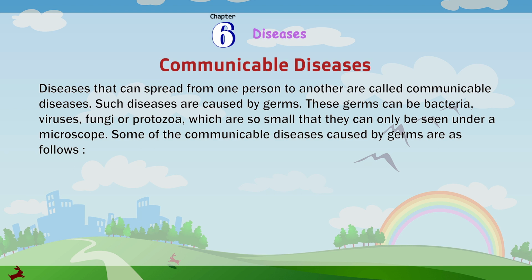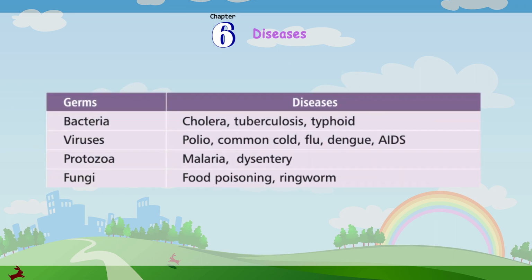Such diseases are caused by germs. These germs can be bacteria, viruses, fungi, or protozoa, which are so small that they can be only seen under a microscope. Some of the communicable diseases caused by germs are as follows: bacteria cause cholera, tuberculosis, typhoid; viruses cause polio, common cold, flu, dengue, AIDS; protozoa cause malaria, dysentery; fungi cause food poisoning, ringworm.